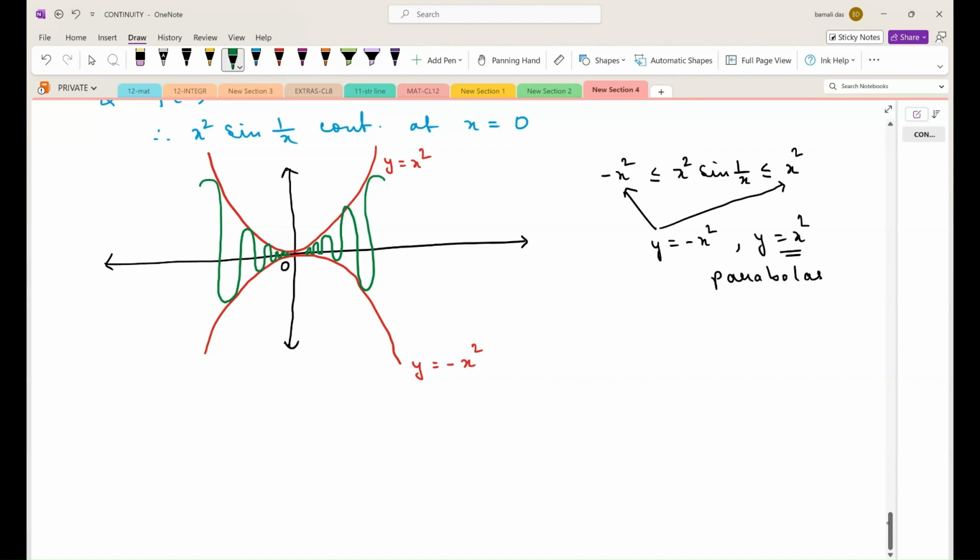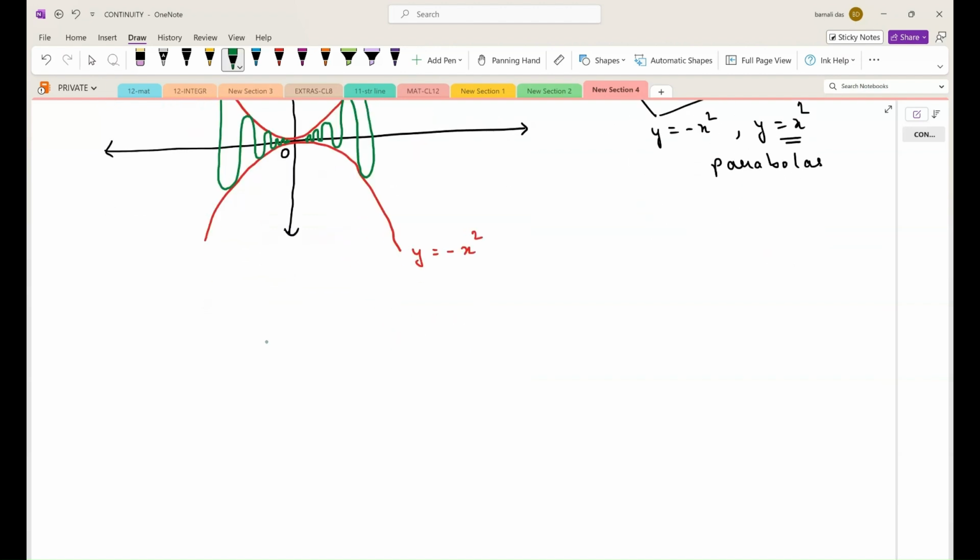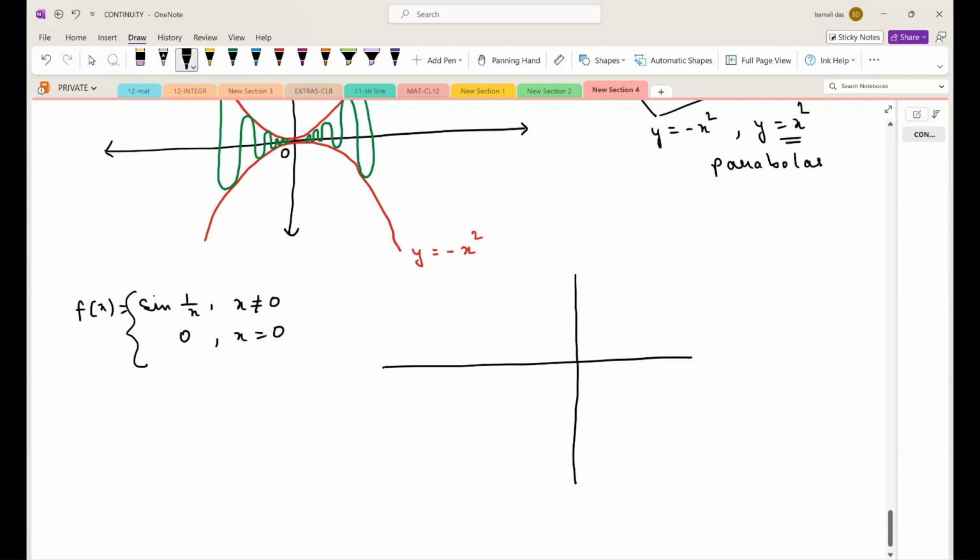Because otherwise, if you just look at the function sine 1 by x, let me show this, then you can appreciate this better. If I take only the function sine 1 by x when x not equal to 0, and 0 when x equal to 0, if you simply consider this function, then the graph is very erratic. It is like this.